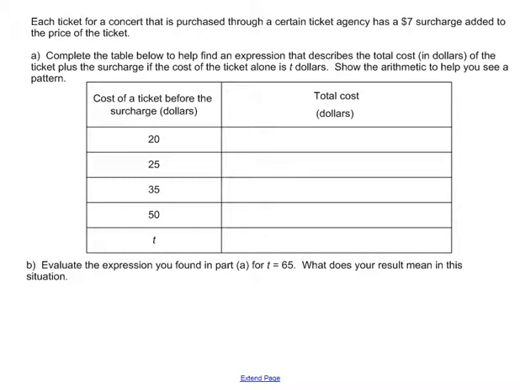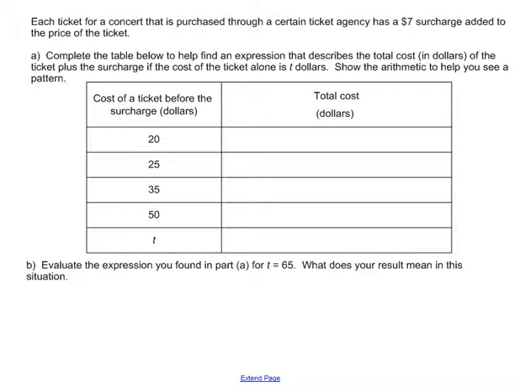Each ticket for a concert that is purchased through a certain ticket agency has a $7 surcharge added to the price of the ticket. In Part A, we're going to complete the table below to find an expression that describes the total cost in dollars of the ticket plus the surcharge if the cost of the ticket alone is $T.